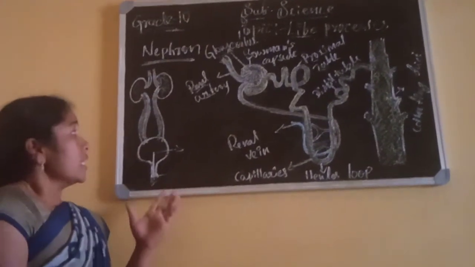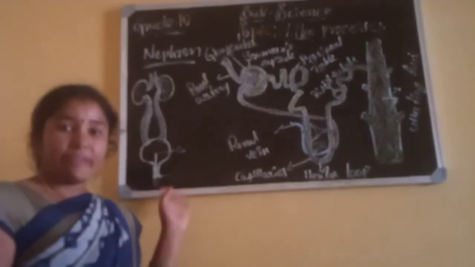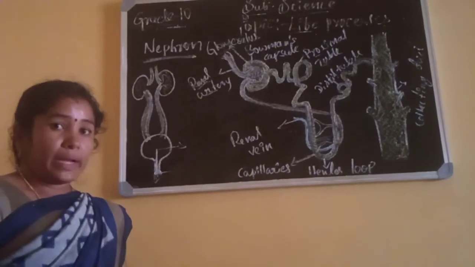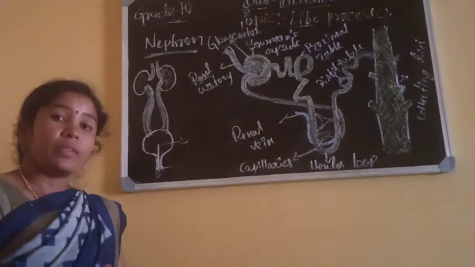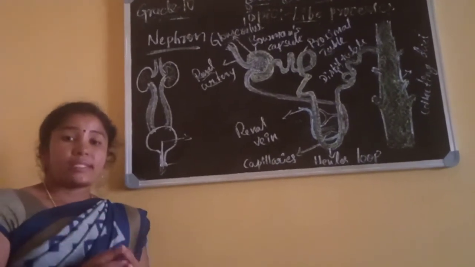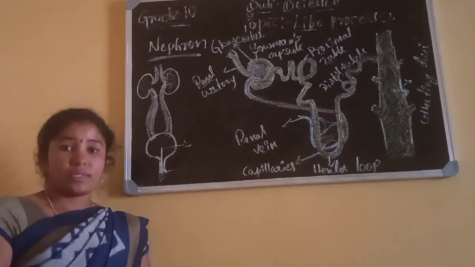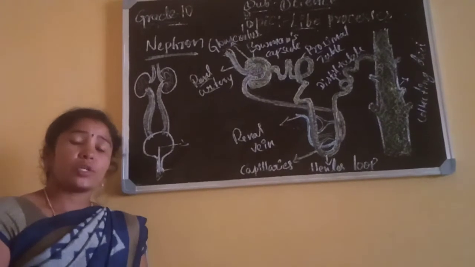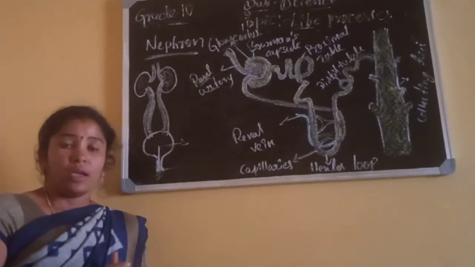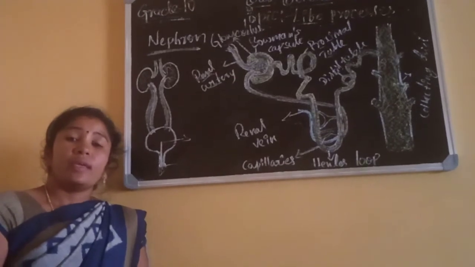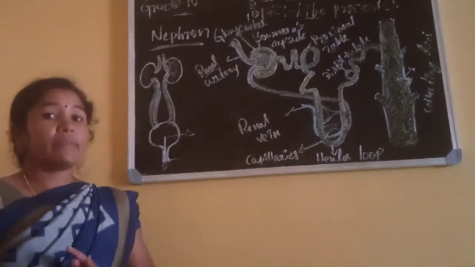Dear students, if due to some infections or injuries the kidney is not working properly, what will happen? It accumulates poisonous or toxic substances in our body. It leads to many diseases and it may also lead to death. What can we do? In case of kidney failure, what can we do?